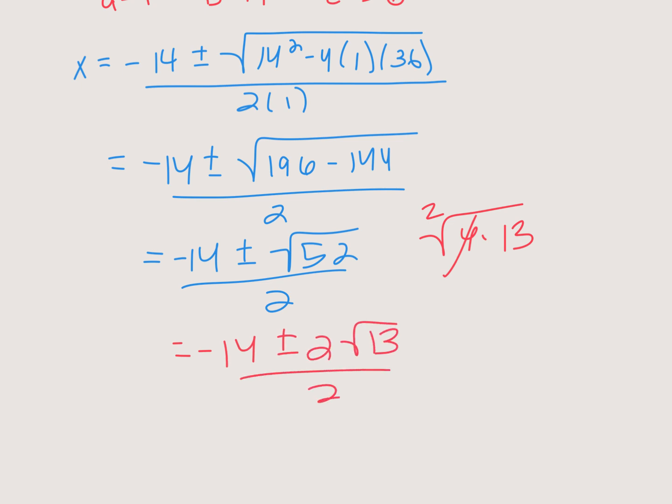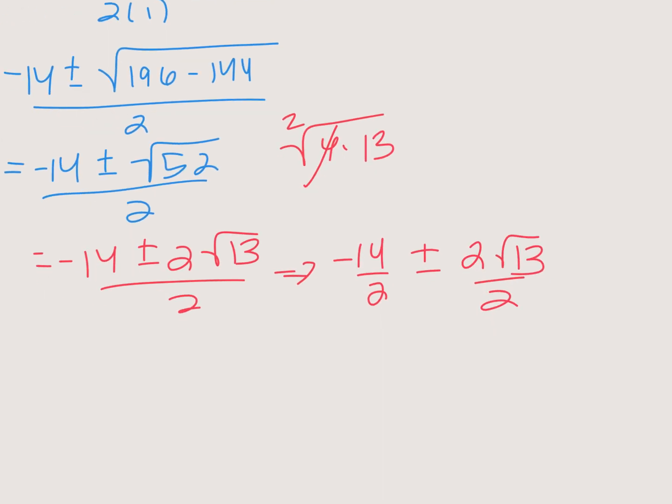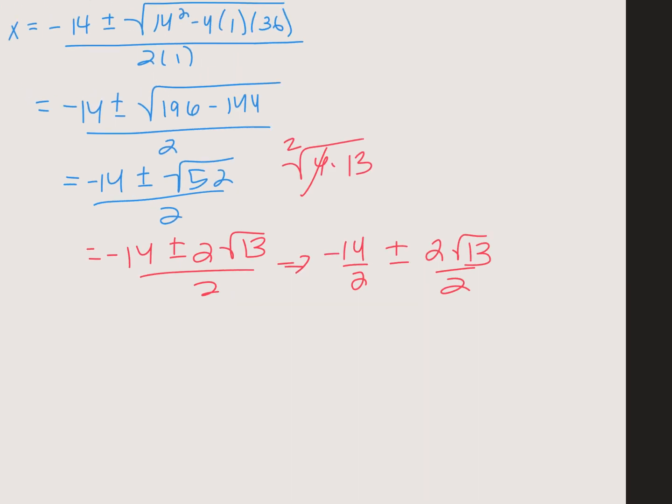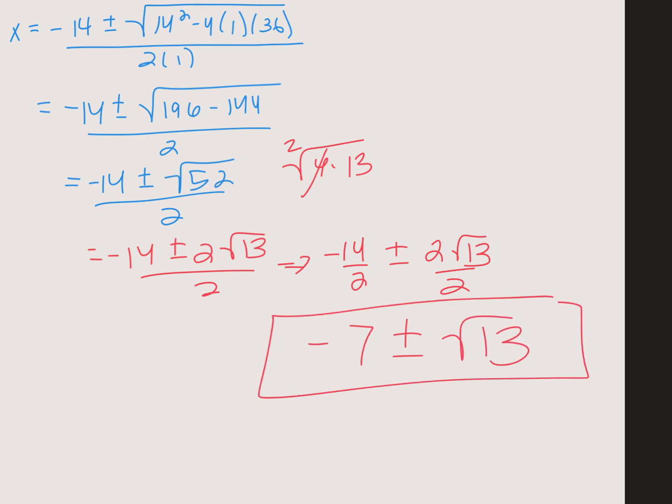Is there more simplifying that can occur? Yes, break this up into 2 separate fractions. Negative 14 over 2 plus or minus 2 square root of 13 over 2. What is negative 14 divided by 2? Negative 7 plus or minus what? The square root of 13. And that, ladies and gents, is it.